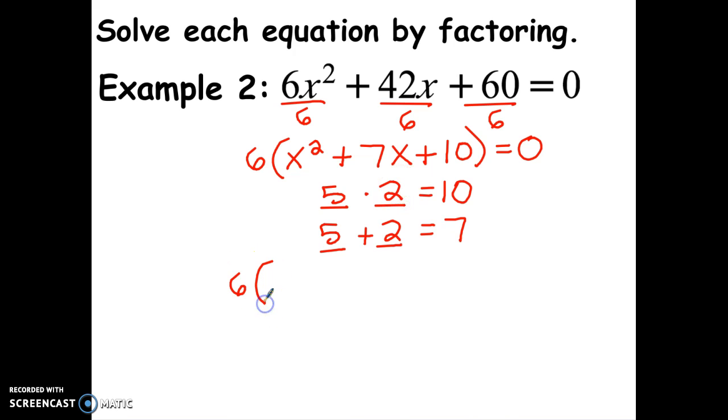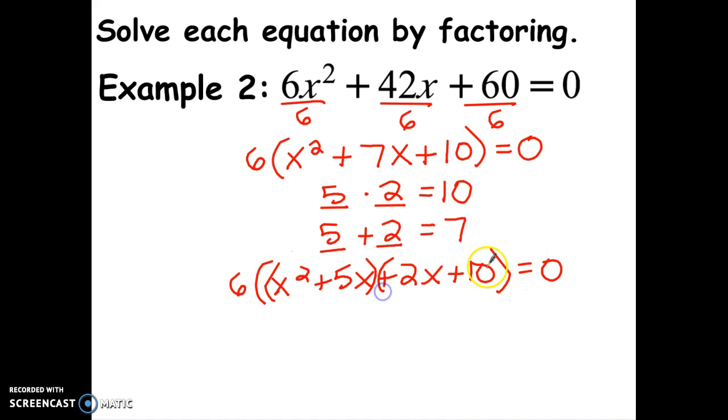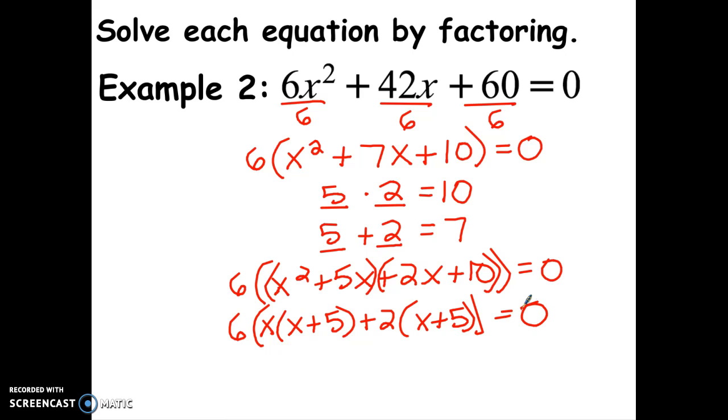So let's replace our B term. Remember that 6 is out there. So we got plus 5x plus 2x plus 10. You're not looking up here anymore, okay? You're looking right here within this parentheses. All right, so remember, we still have to section off our two groups. So I can divide both of these by x, and that leaves us with x plus 5. And I can divide both of those by 2, which leaves us with x plus 5. Now we have x plus 2, and we have x plus 5. This is now in intercept form.